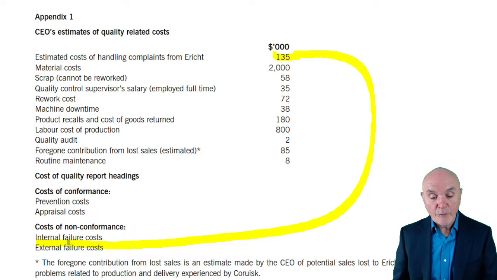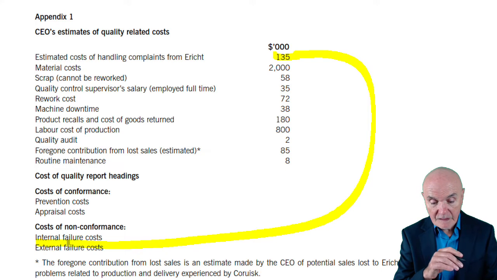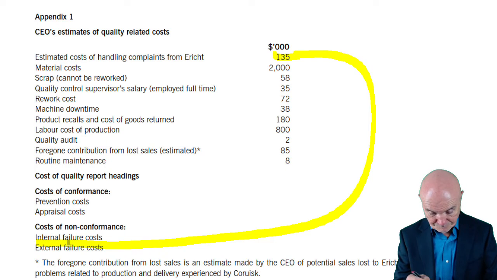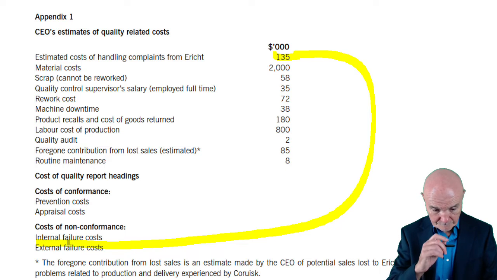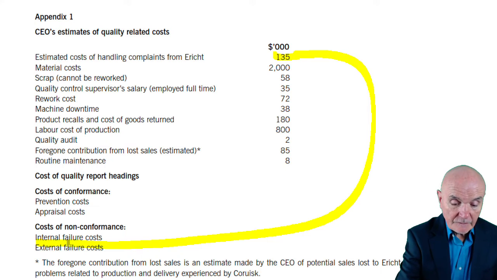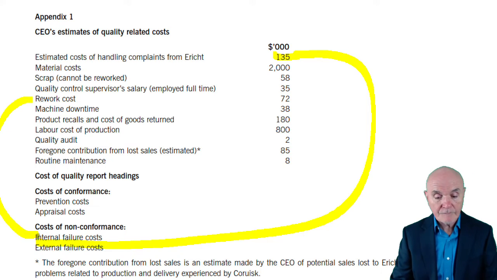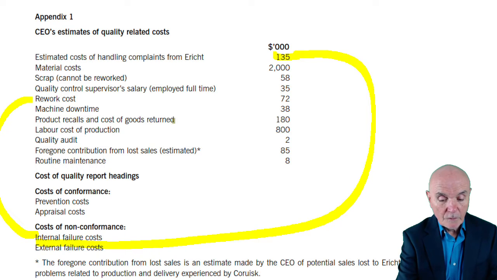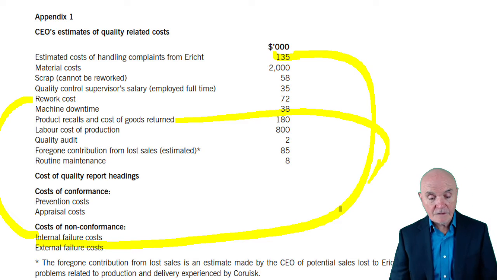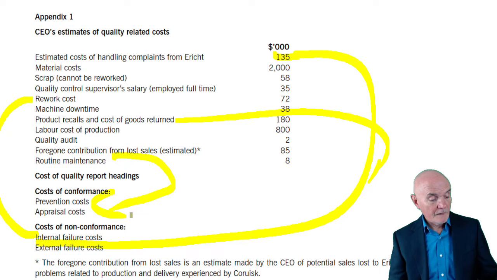Another one, for example, rework costs. Reworking, they don't inspect goods to the end. So this is going to be, I think, an internal failure cost. So I think the reworking cost is going to be part of internal failure. Here, product recalls and the cost of goods returned, again, I think is going to be the external failure costs here. Routine maintenance, I would say, is probably going to be a prevention cost and the like.